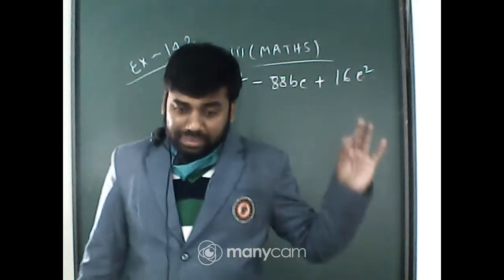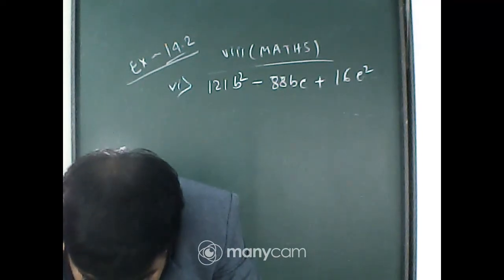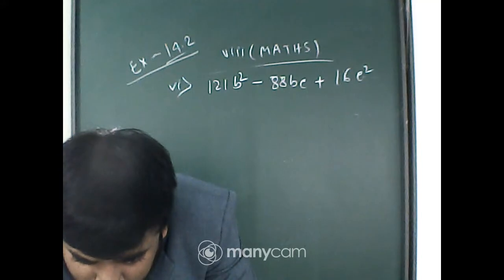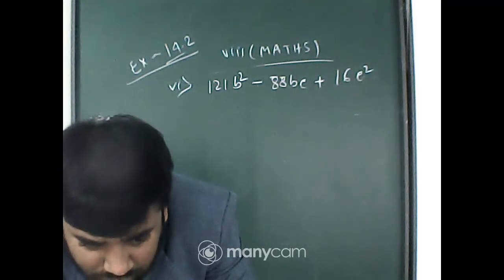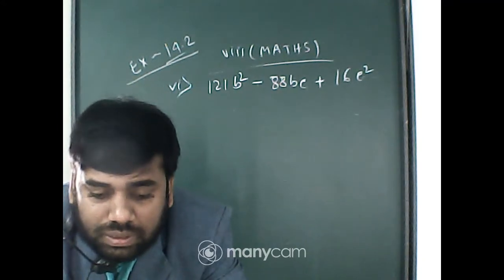So first arrange it, sir, but we know that something whole square is multiplication of it. Yes? Then what is the problem here?